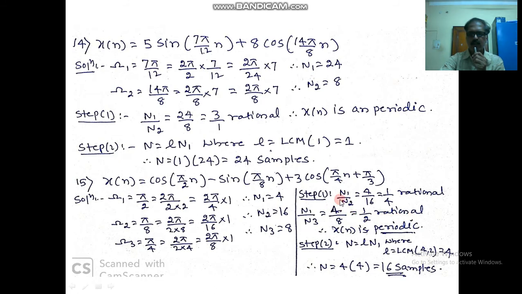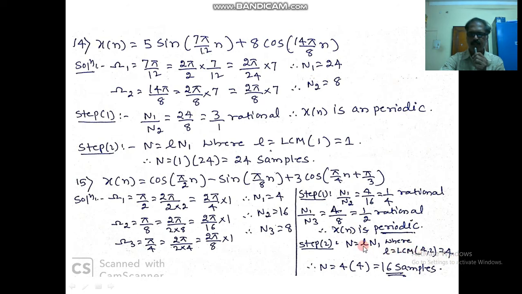Therefore, here I have 2 ratios: n1 by n2 is one ratio, n1 by n3 is another ratio. Both are rational and the given signal is periodic. Then I have to find its fundamental period using the formula capital N equals L into n1. Already we know that L is the LCM of the denominators of the ratios. This is one ratio, what is its denominator? 4. This is another ratio, what is its denominator? 2. So LCM of 4 and 2 is 4.